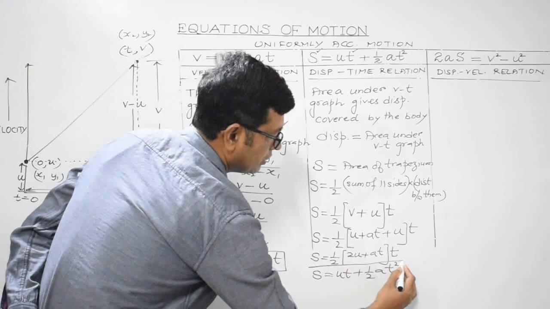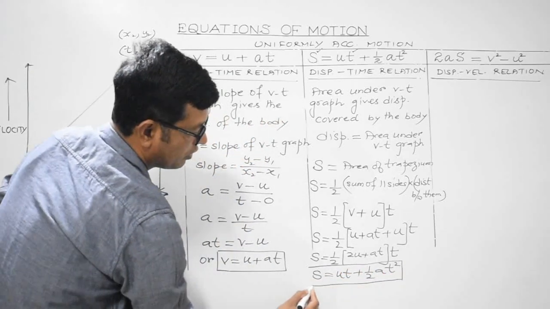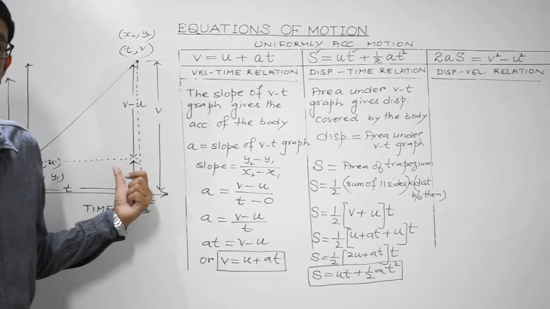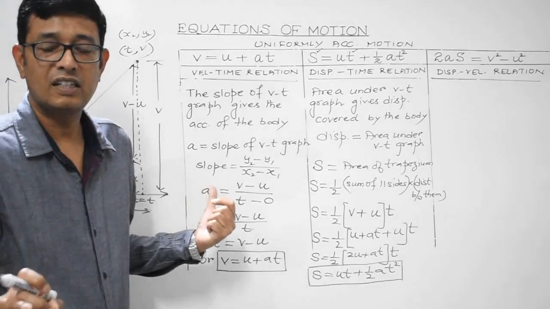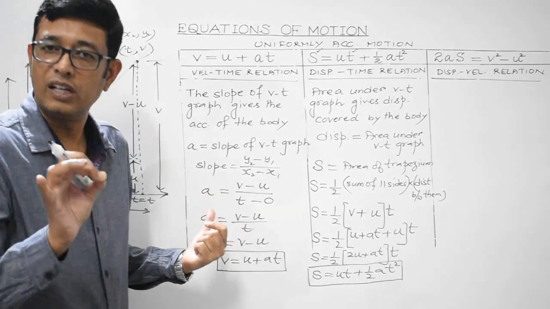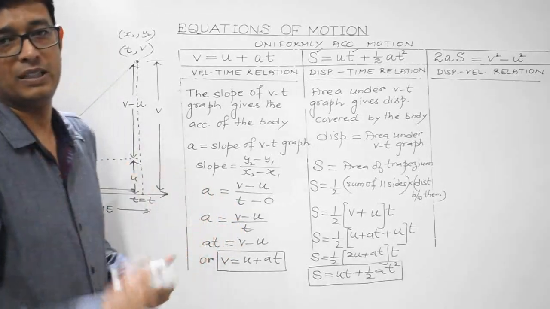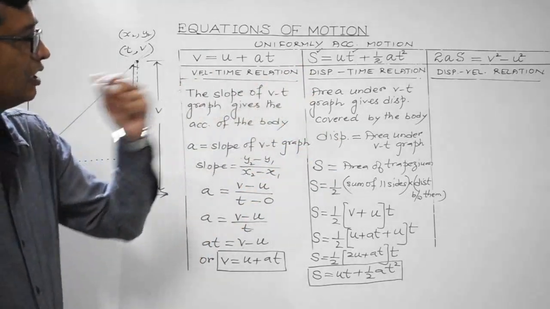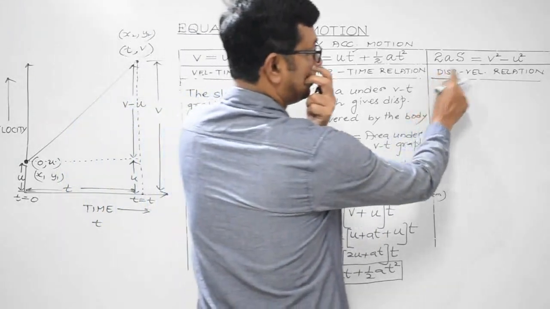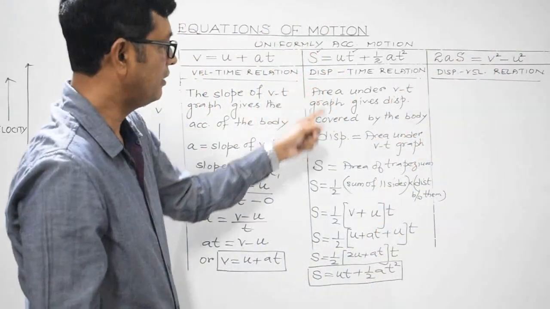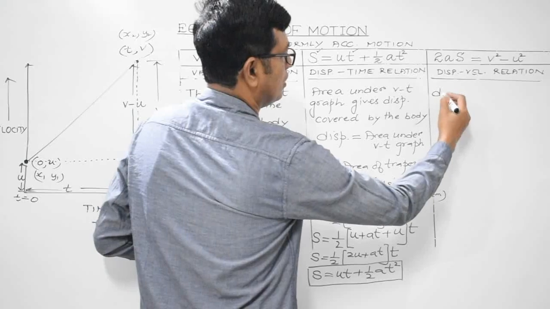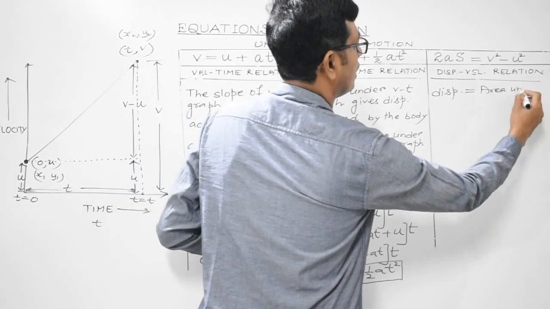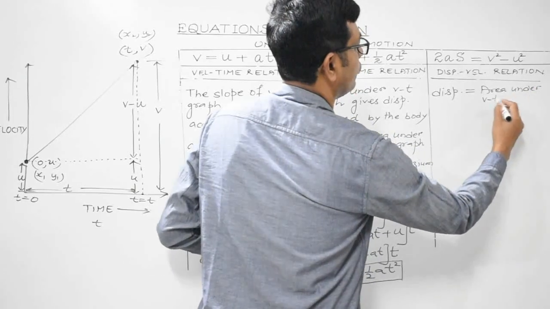This is the second equation of motion, which again is easily verified using this graph and using the fact that the area under VT graph will give the displacement covered by the body. So this is how the second equation of motion can be derived. Third one, again displacement velocity relationship. Again we can make use of the same thing. Displacement of the body would be given by area under VT graph.